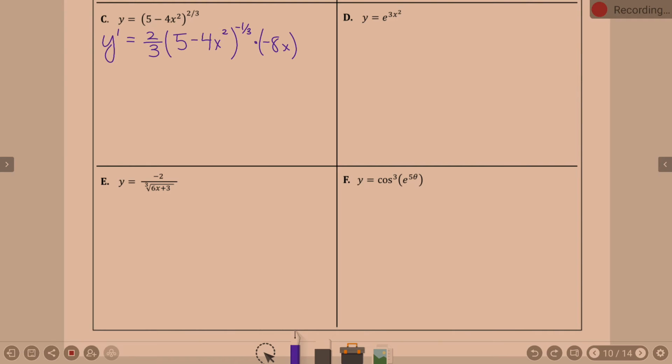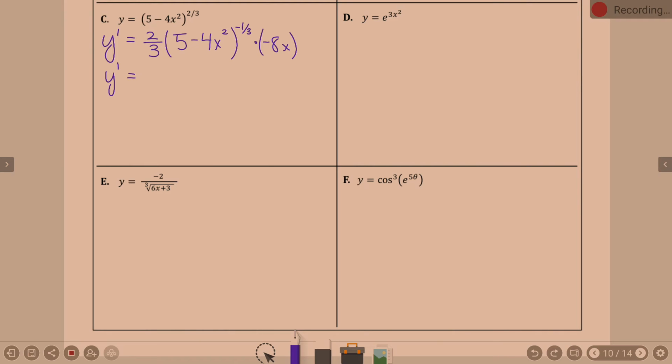Yeah. We moved the 2/3 out front, subtracted 1, so 2/3 minus 1 is negative 1/3. The negative 8x is the derivative of the inside. Again, I would definitely clean this up some. 2/3 times negative 8x. Negative 16. I'm curious how I wrote that, because there's a couple different ways we can write that. I just left it like that.